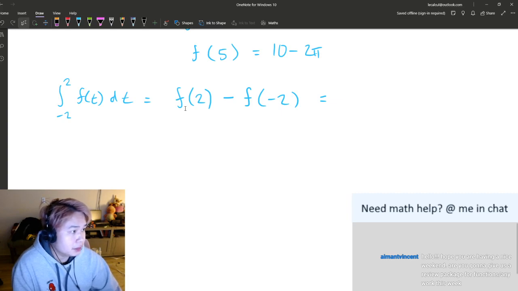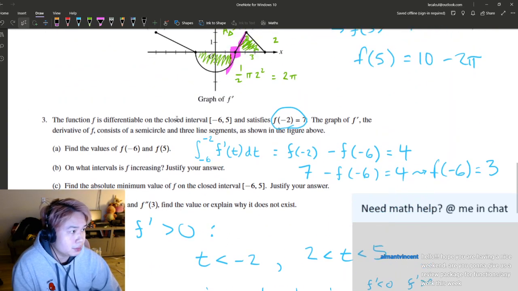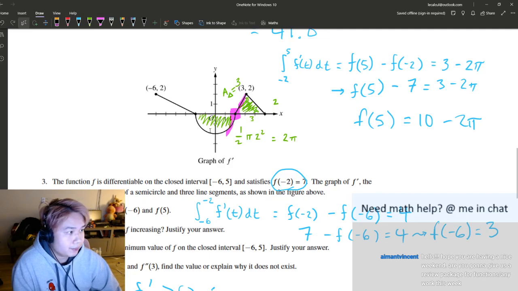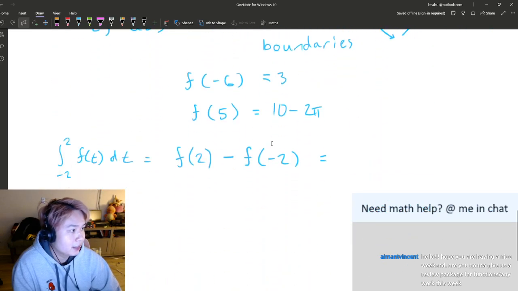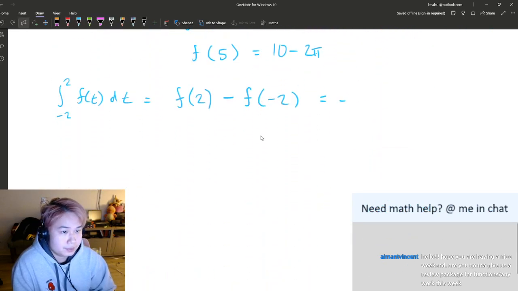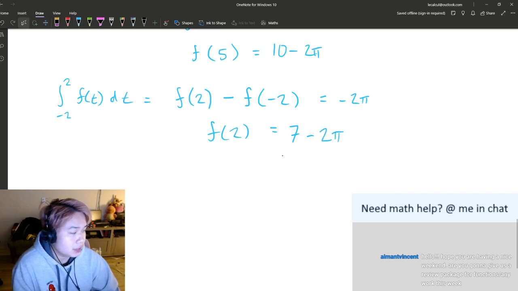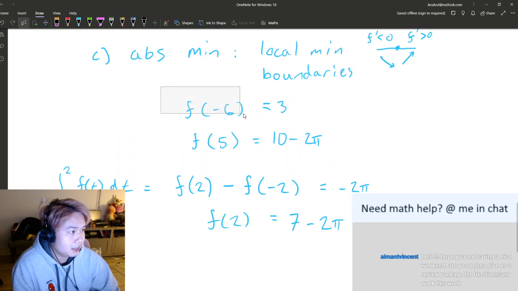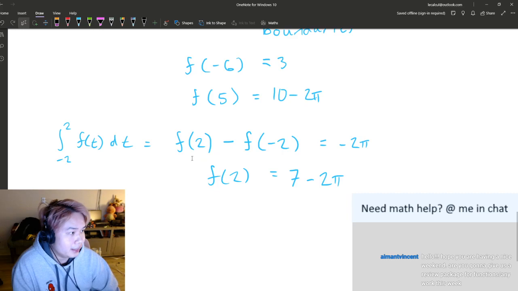And then from -2 to 2 is this, well, it's the half circle, which I found out earlier is -2 pi. And then, again, I know that this thing is 7. Okay, so here are the three possibilities. We have 3, 10 minus 2 pi, and then 7 minus 2 pi.